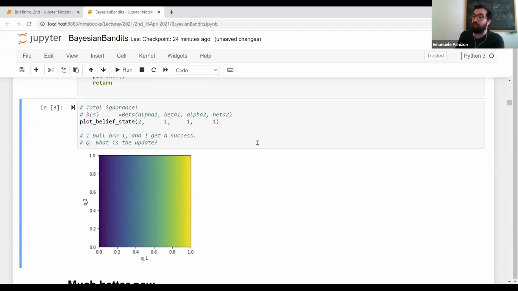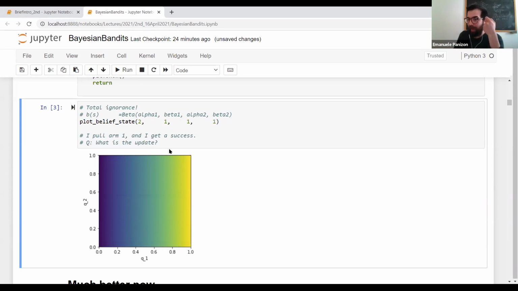So you can see what happens. My belief has changed. Now you can see that my belief in Q2 is still homogeneous. I have no information on Q2, so every vertical line is perfectly homogeneous. But of course, now my belief state says, okay, you know what? I don't think you have a very, very low probability in the one arm. So the belief state has shifted.